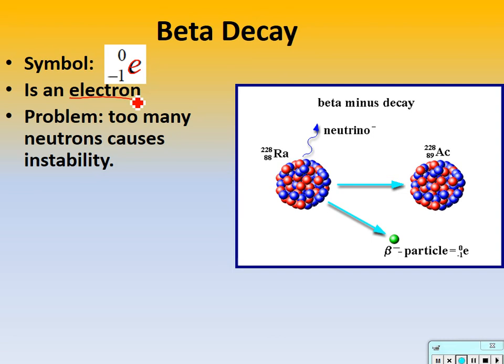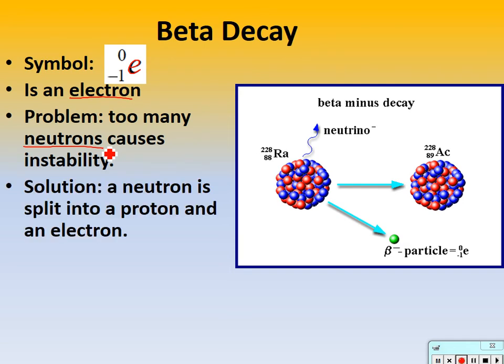So why would an element give off a beta particle? Here's the problem. It has too many neutrons, which causes instability. So remember, alpha particle was given off because there were too many protons. Now if an atom has too many neutrons, it will give off a beta particle. The solution, so how does it solve that problem? A neutron, this is kind of crazy here, let's pay attention. A neutron is split into a proton and an electron.